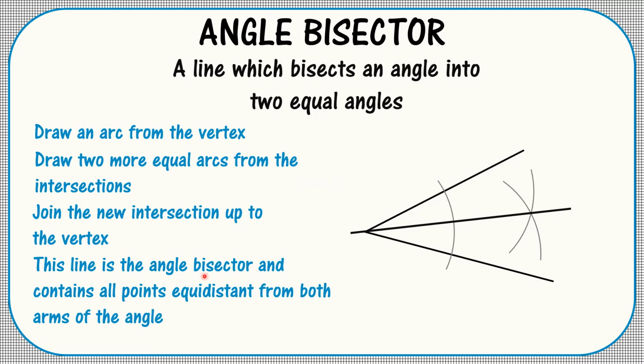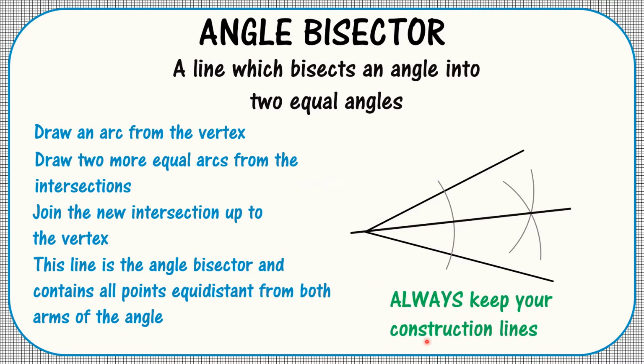This line is the angle bisector and contains all points equidistant from both arms of the angle. Remember, always keep your construction lines. You will get marks for these construction lines, so make sure you do not rub them out.